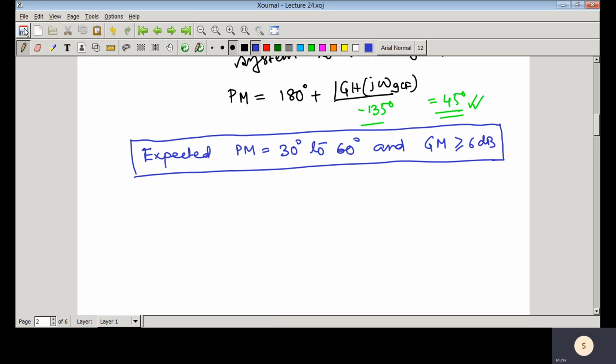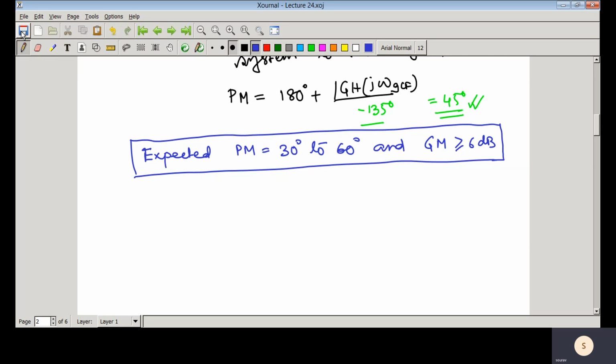So gain margin is expected to be greater than 6 dB, and phase margin would be in between 30 to 60 degrees. So if we make that phase margin very high, so that means it is more than 60 degrees, then that is also good. But in that case, we need to see that phase margin is very high, but gain margin is very poor. It should not be the expected one. That means gain margin and phase margin, you need to make a trade-off between these two quantities.